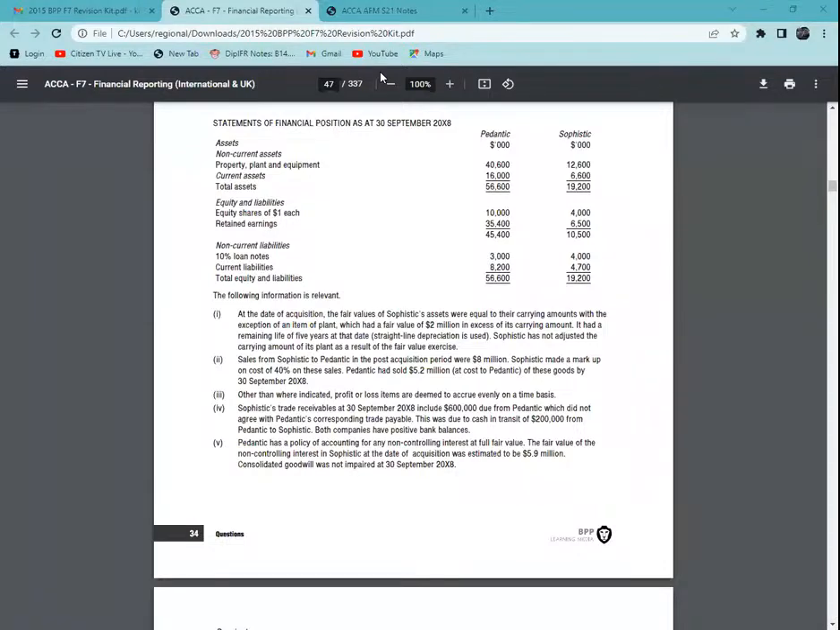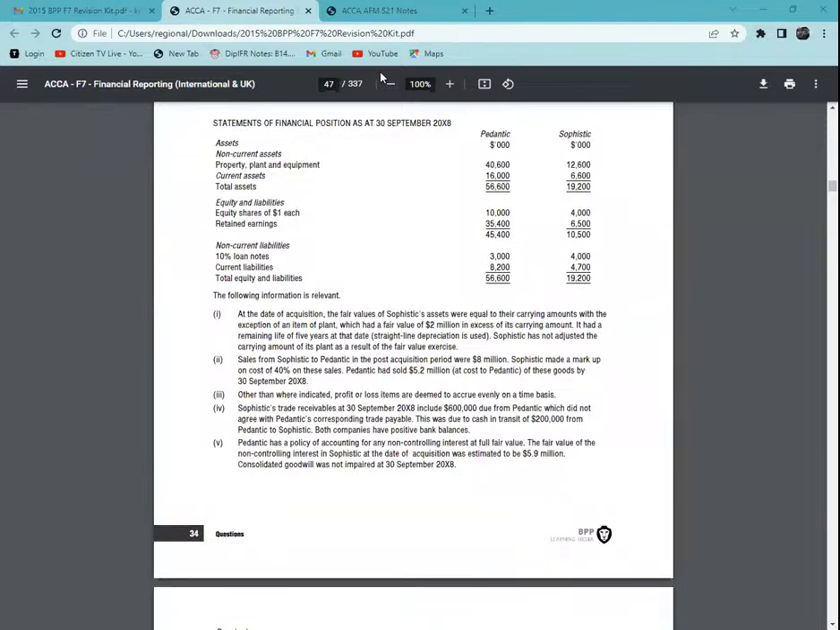Going to the notes, note number 1, we are picking only things that will affect our statement of financial position. Things that will only affect our balance sheet. We are told, note number 1, at the date of acquisition, the fair values of Sophistic's assets were equal to their carrying amounts, with the exception of an item of plant, which had a fair value of 2,000 in excess of its carrying amount. Yes, I'm speaking of 1,000, not millions.